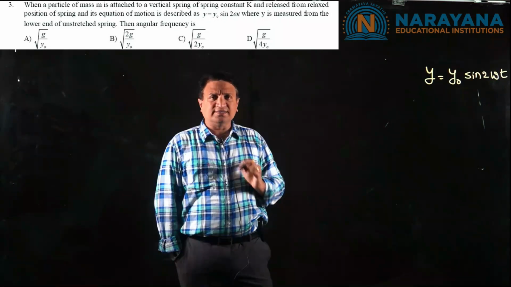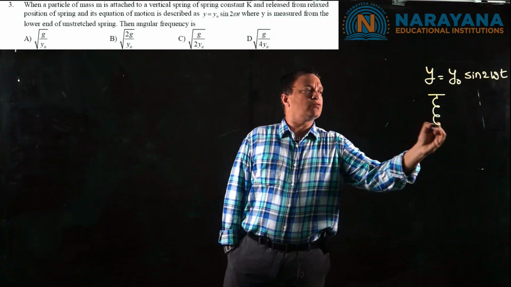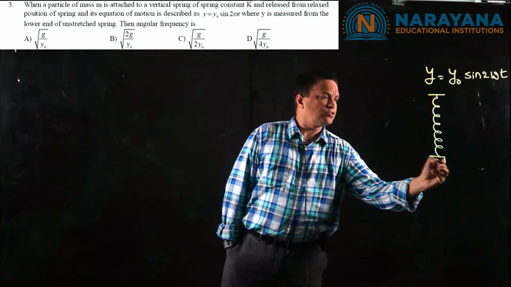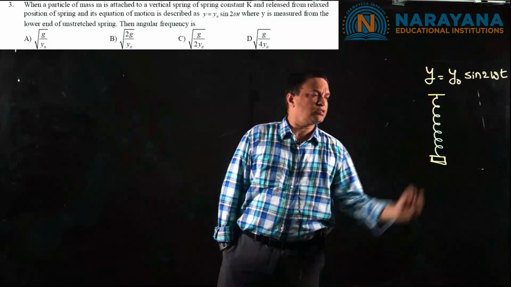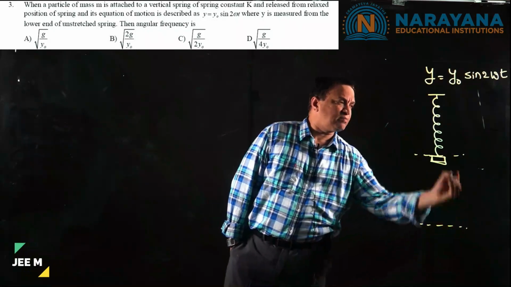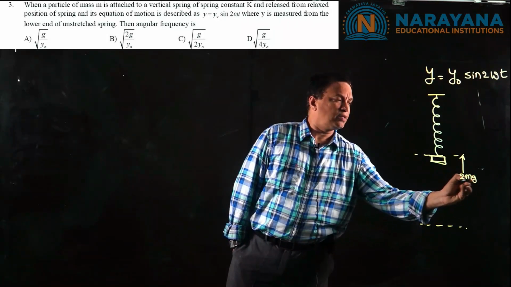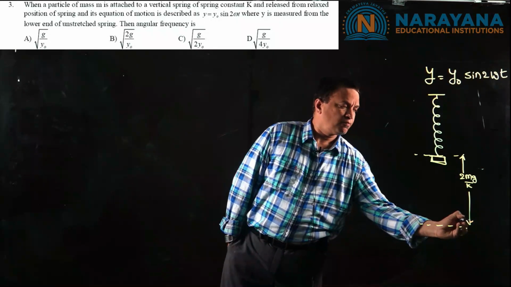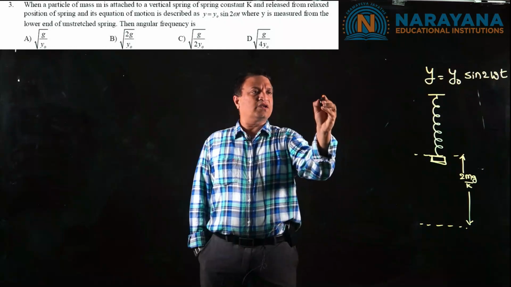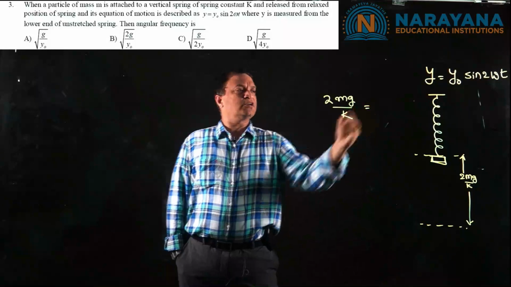Now my question in this is, simply let me try to explain you. Say this is the relaxed length of the spring. This is a small object which is executing SHM, and you have released it from here. The maximum that it goes is 2 mg by k, that we know. 2 mg by k. Now, clearly from the equation you can conclude 2 mg by k is equal to y naught.